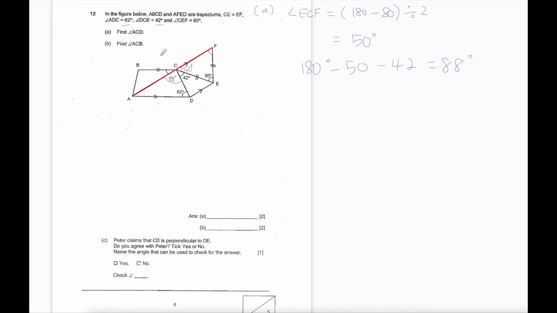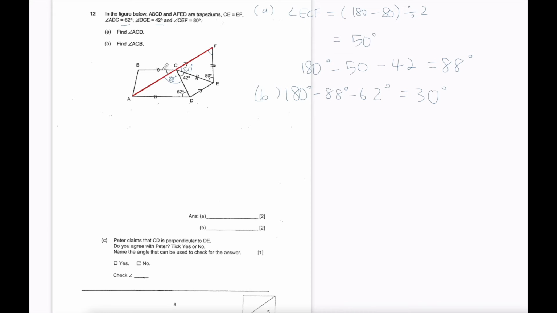So now we need to find out what is ACB. Where's ACB? Okay. So ABCD is a trapezium, correct? And these are the parallel lines. One thing to know about parallel lines is that the angles in between parallel lines adds up to 180. So to find out this, we just need to take 180 minus 88 minus 62, and we'll get 30 degrees.